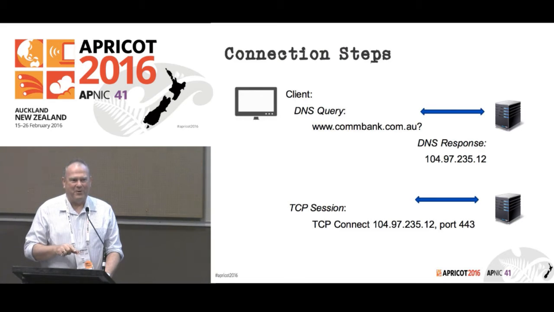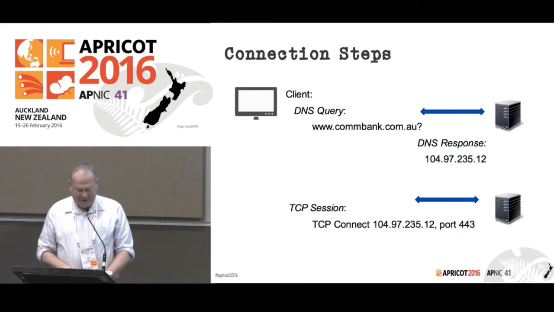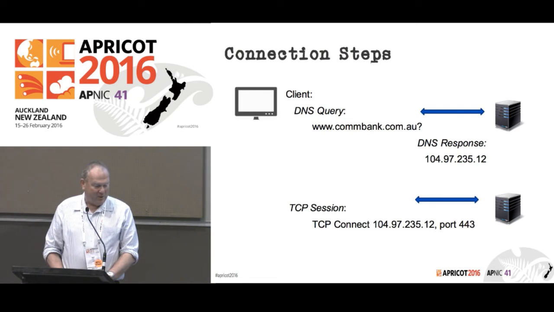Because when I looked, I found that what had happened is my machine had asked the DNS for www.combank.com.au. And because it's kind of a V4 kind of world, back came an answer: 104.97.235.12. You can do this too, and if you're in New Zealand, you might get a slightly different answer. It's a bit interesting, but let's just press on.